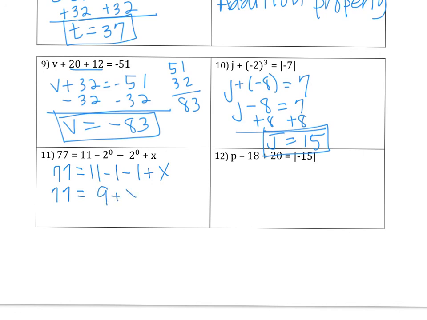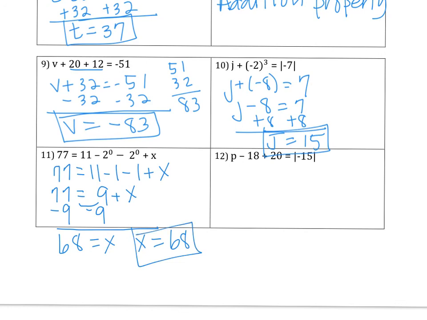9 plus x. And we want this 9 to go to the other side, so we do the opposite. It's positive, so we subtract it. Subtract 9 from both sides. And then we get 77 minus 9 is 68 equals x, which is a correct answer, or you can put it this way, x equals 68. Either one is correct.